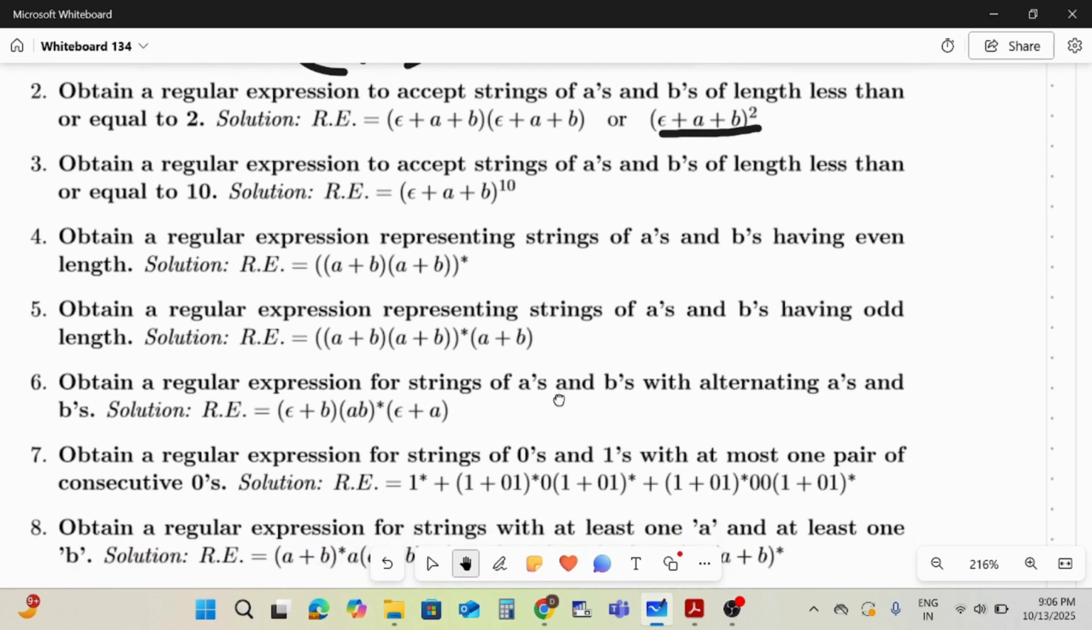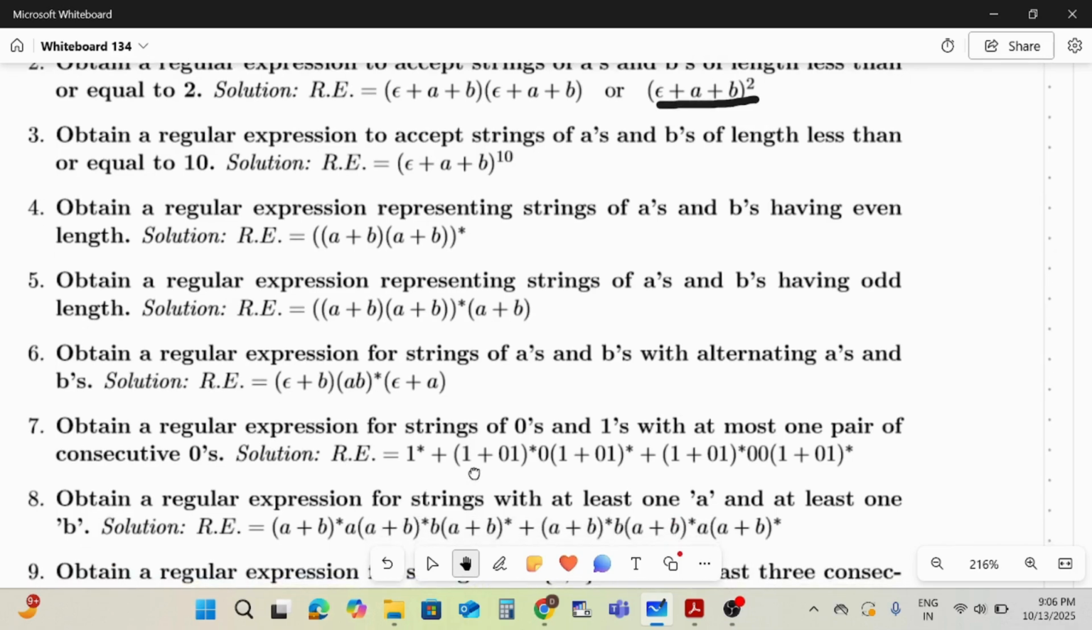In similar fashion, obtain a regular expression for the strings of A's and B's with alternating A's and B's. You can see that AB will generate the A plus AB patterns. Say suppose you want to generate BAB, so this pattern will be generated. If A is there, just keep B as an optional. At the last, if B is there, keep A as an optional. So this is how you should be able to obtain the regular expressions.